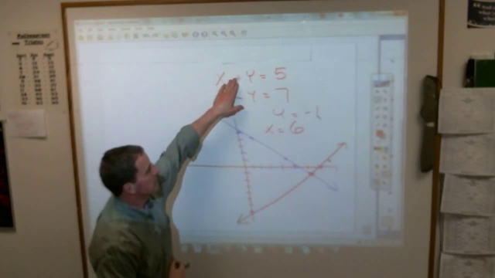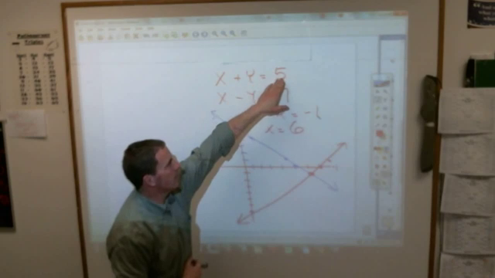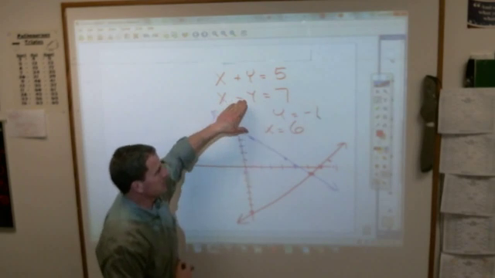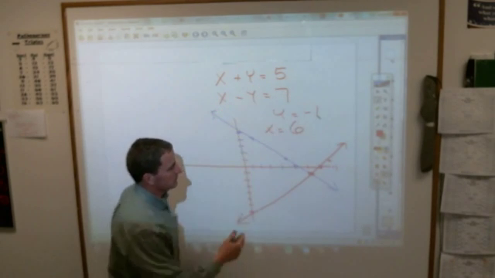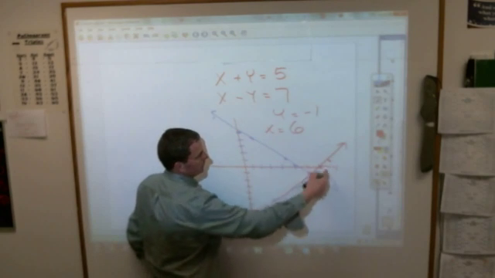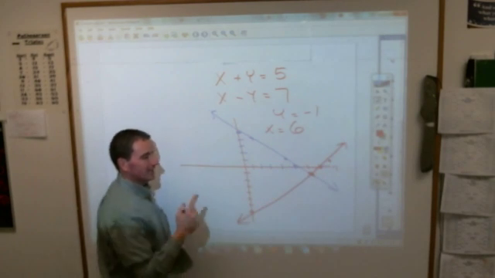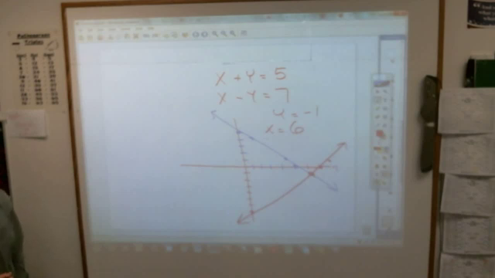6 plus negative 1 is 5. 6 minus a negative 1 is 7. Two different equations, where they cross is the one answer that meets both of them. Isn't that amazing? It is amazing. It's life changing.